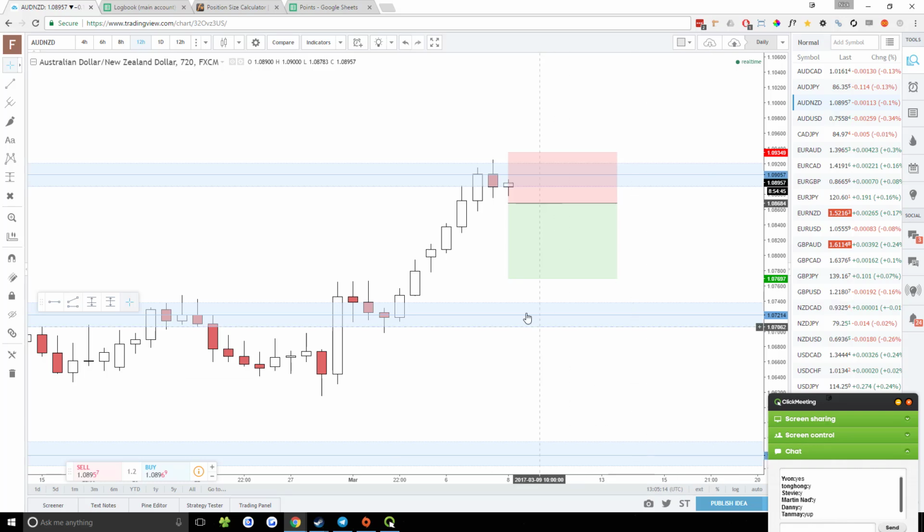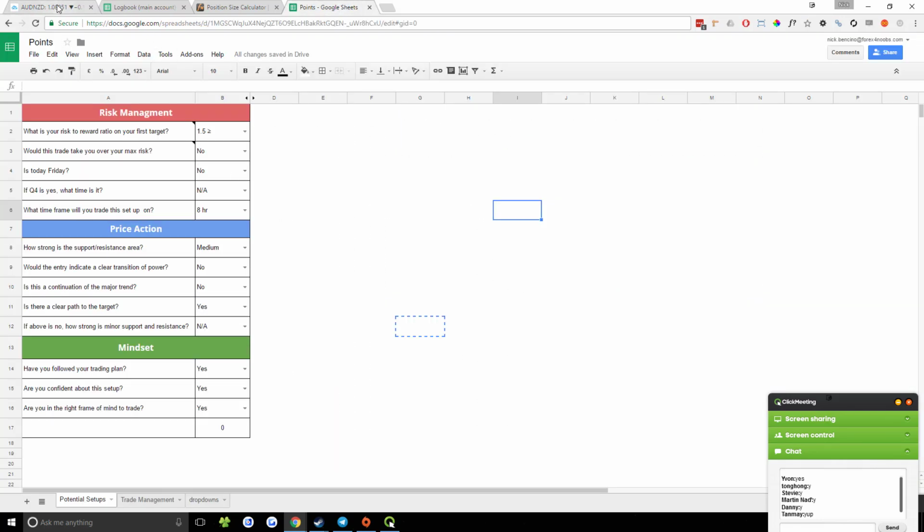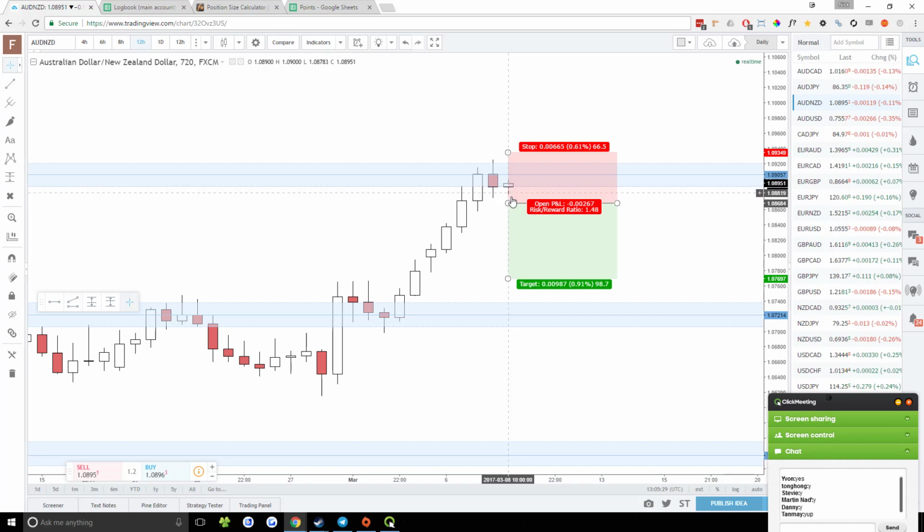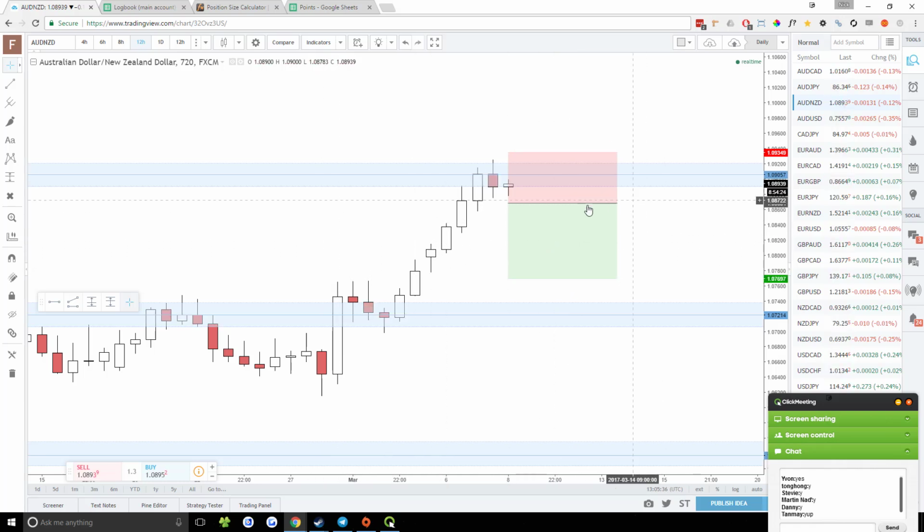Now, we'll talk more about this after. Forex Mastermind guys, we'll talk more about this after the analysis ends, so hang around for that. I want to show you guys something with the points tracker in regards to this setup. Okay, so hang around, remember that please.